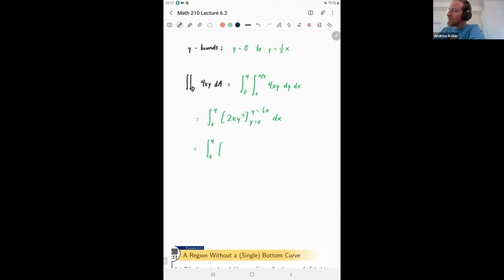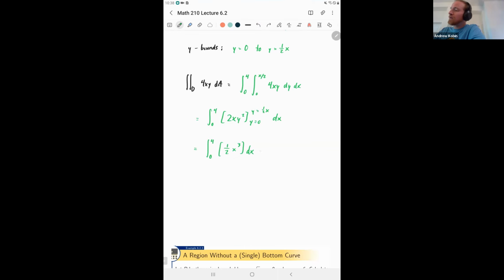On the inside, when I plug in y equals the top bound 1/2 x, I'm going to get, let's see, 1 over 4 times 2 is just 1/2. That'll be x, and then another x squared will give me x cubed. And if I plug in y equals 0, that just gives me 0. So here's the integral that we end up with, and I can actually take away the brackets now. Now let's leave them in for spacing. And this is a fairly easy integral to solve. This is really a single variable power rule problem.